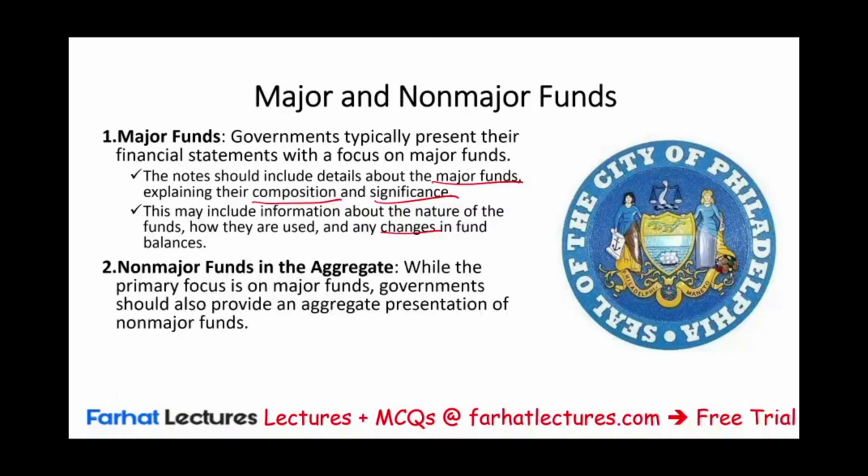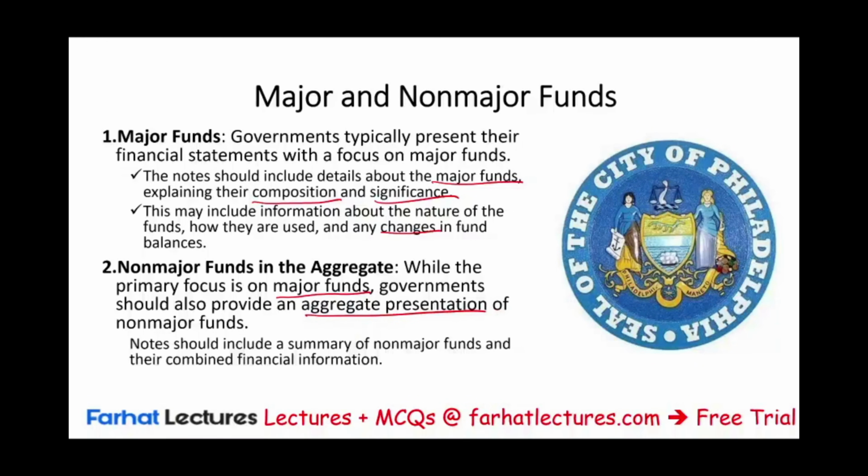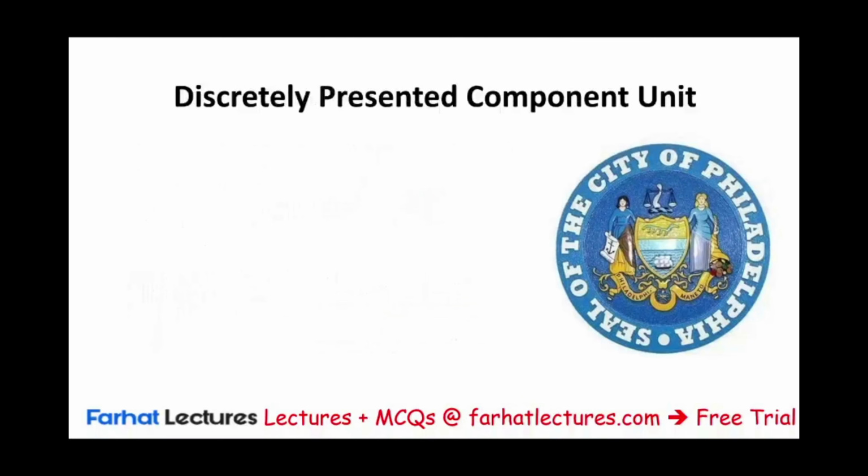Non-major funds are presented in aggregate. It means they are all combined together. While the primary focus is the major funds, government should always provide an aggregate presentation of non-major funds. This should include a summary of the non-major funds and their combined effect on the financial information. What is a non-major fund and what's a major fund?